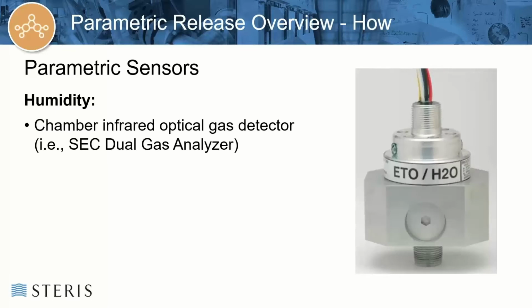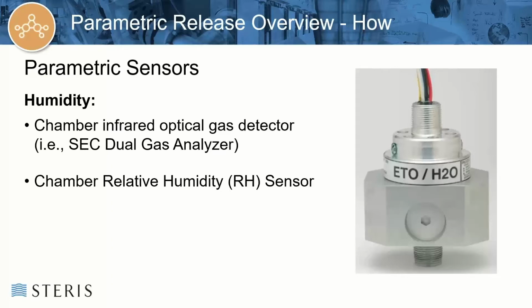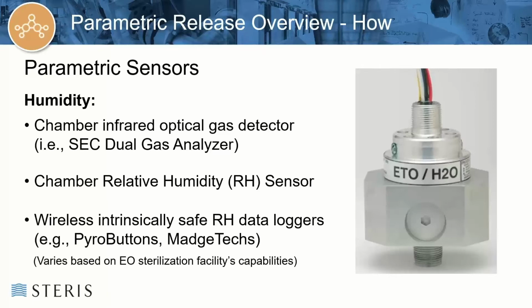you could use an infrared optical gas detector, and these SEC sensors can come as dual SEC sensors that can read both ethylene oxide concentration and humidity concentration in the chamber. Or likewise, you could use a relative humidity sensor like a wireless intrinsically safe RH data logger. And here you would actually look at using more than one as a backup if one would fail during cycle.